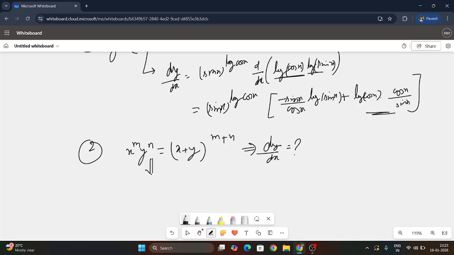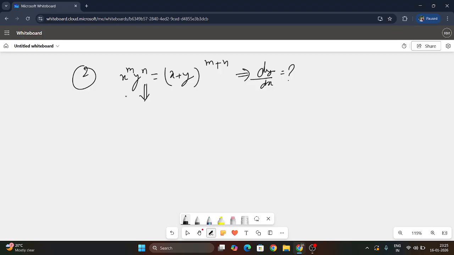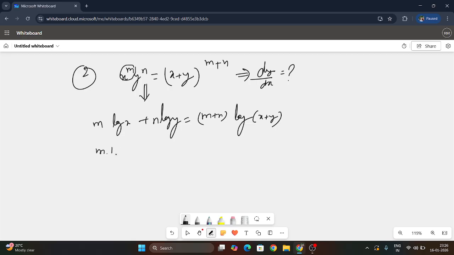Okay, so sometimes you will have to take log, and sometimes if you take log, it's going to be very easy. And how? Let's take the log. So take log both sides, and this will become m log x plus n log y equal to (m plus n) into log of (x plus y). Okay, now let's differentiate with respect to x, and you will get m times 1 by x plus n times 1 by y and dy by dx.